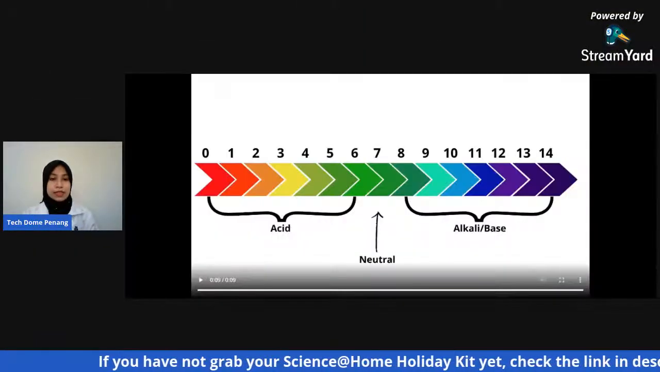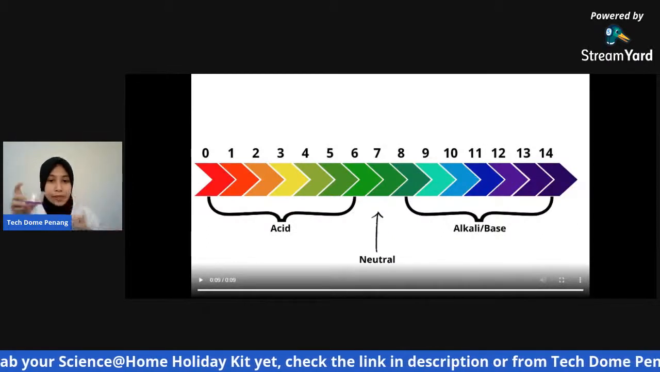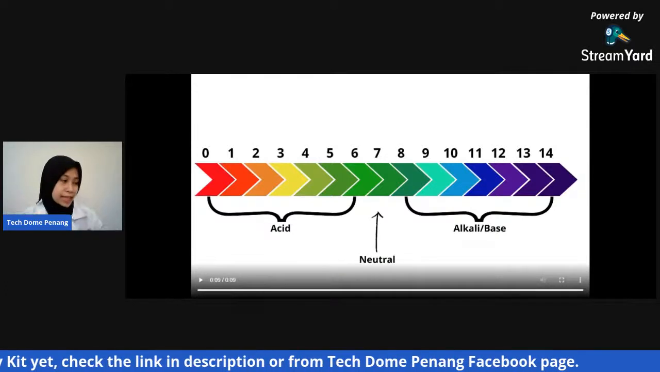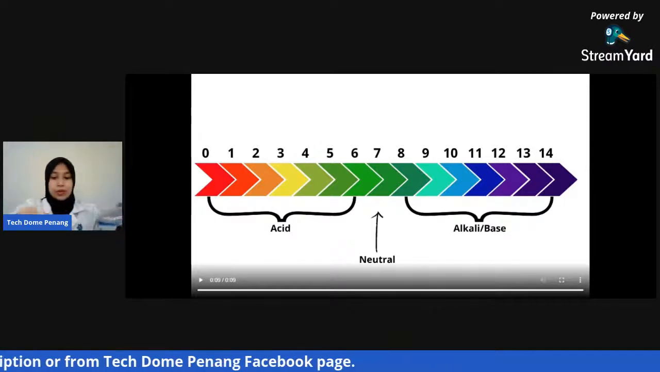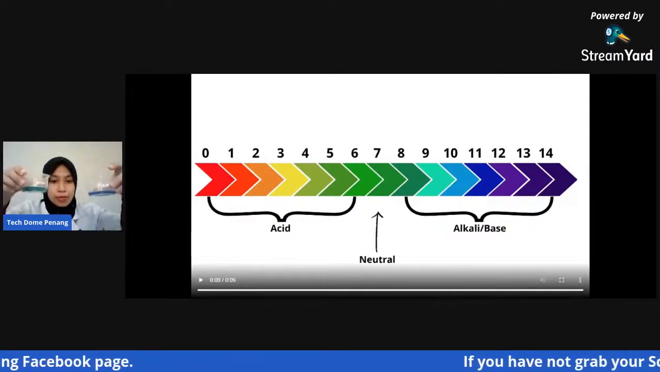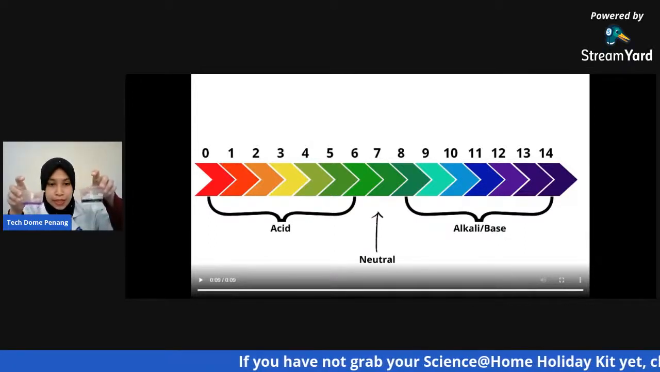Okay, back to our pH scale. A solution that turns purple or blue is actually a base. So you can take your cups A and B with the baking soda solution. They also become blue like this. So both become bluish purple.